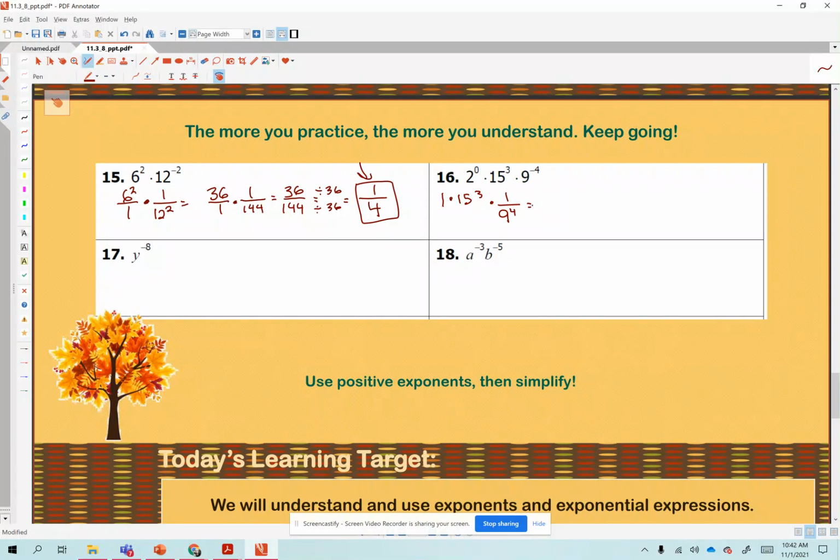Okay, so 15 to the 3rd power is 3,375. And 1 times 3,375 is 3,375. I can put a 1 under there just to remind me that I'm multiplying two fractions. And 9 to the 4th, 9 times 9 times 9 times 9 is, I'm sorry, 6,561.